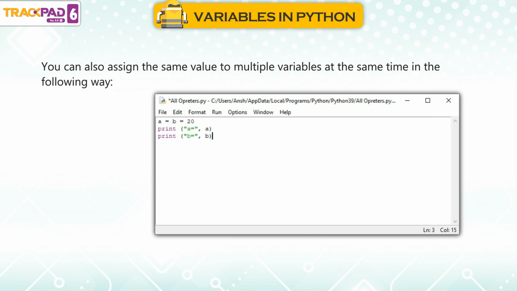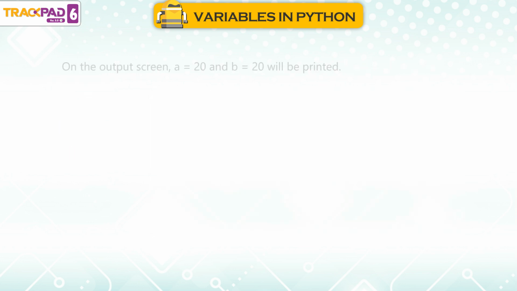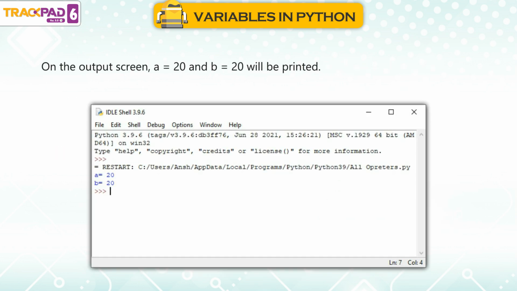You can also assign the same value to multiple variables at the same time in the following way. a = b = 20. print("a =", a), print("b =", b). On the output screen, a = 20 and b = 20 will be printed.